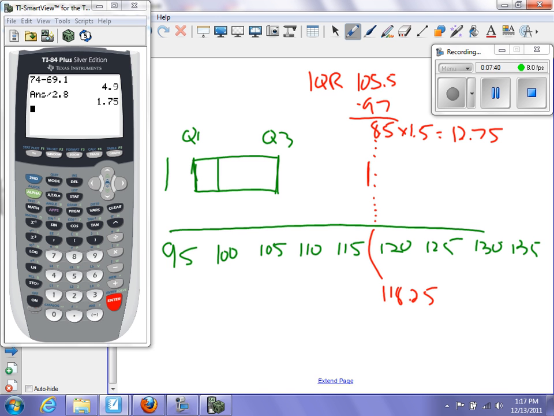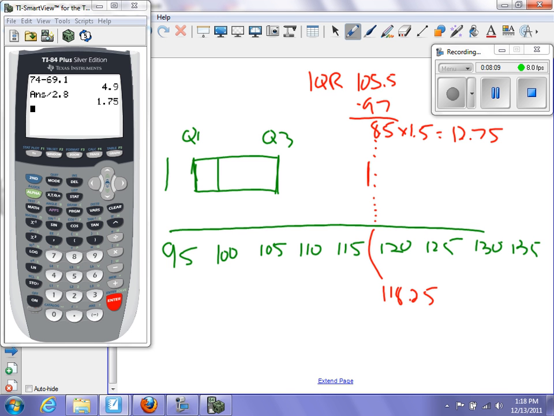Okay. So this is when you get your IQR and then you multiply it by 1.5 to figure out what you're going to add to your Q3 to find your fence. But that's not where you're going to draw your whisker, because you have to figure out which data value is closest to that but doesn't go over. That's exactly right.